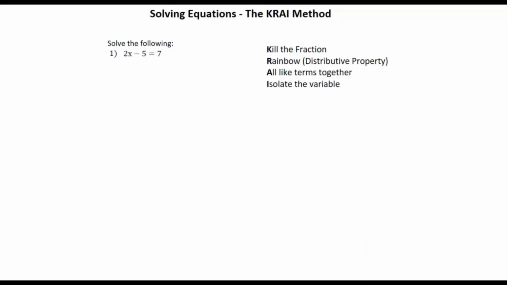So the first question says solve the following: 2x minus 5 equals 7. Well, we're going to go ahead and see if there's a fraction. There's no fraction, so there's no fraction to kill. There's no rainbow or distributive property needed because we have no brackets. And there's only all like terms getting together and isolating the variable. Well, like terms are this term and that term, so they're the only terms without an x in them. There's only one x term, so that doesn't need to be combined with anything.